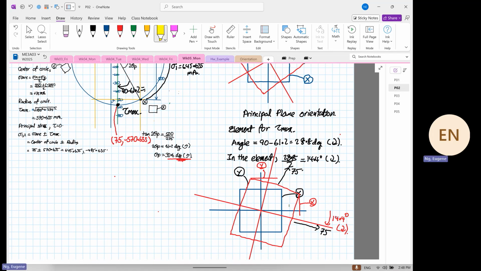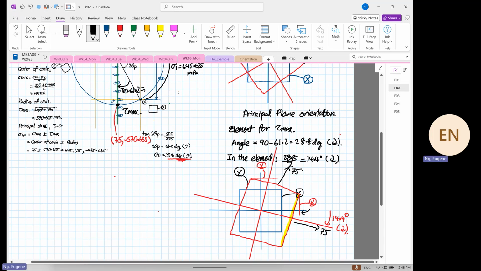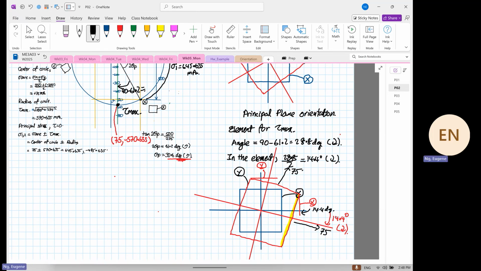Now, I'm interested in this surface over here. To get to that surface, I need to rotate this in a clockwise direction by 14.4 degrees, right? So on Mohr circle it is 28.8. The yellow line corresponds to this surface that we are talking about. Now, if you look at the shear going in, the element will be rotating in what direction?